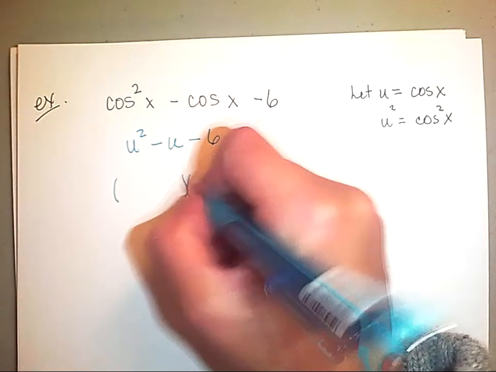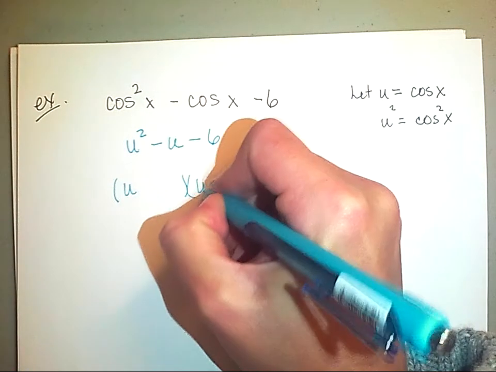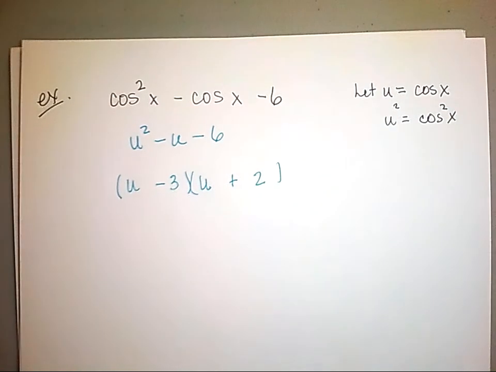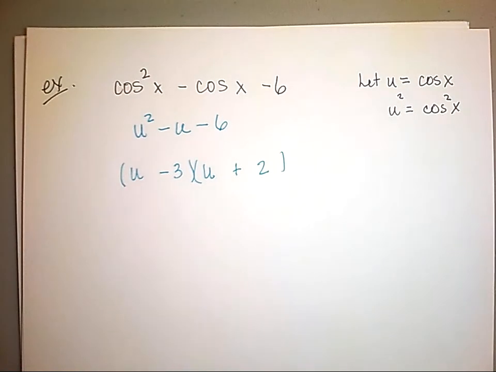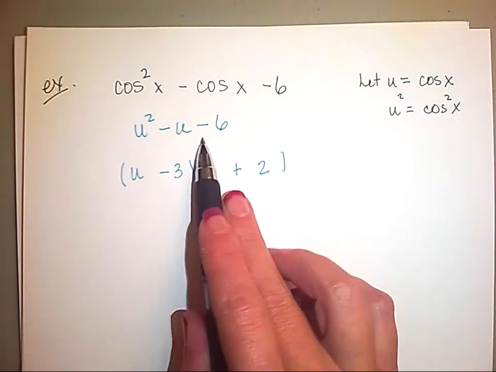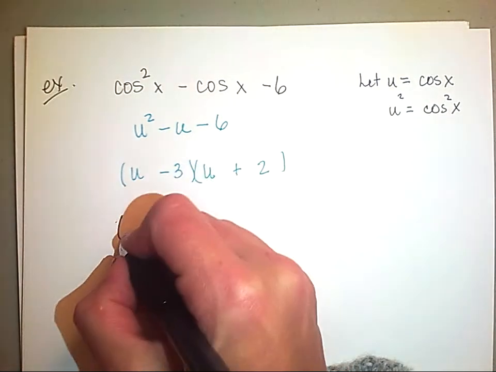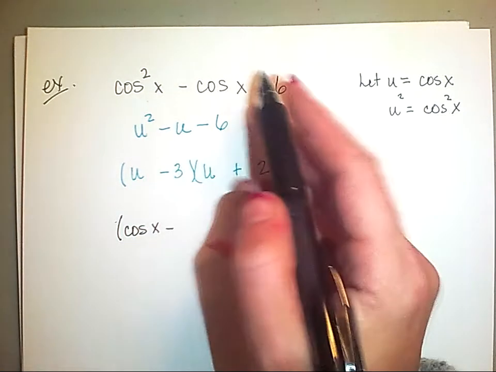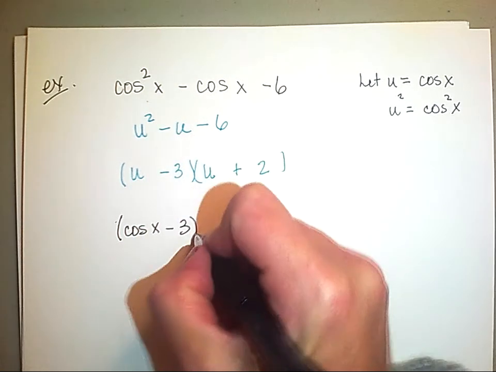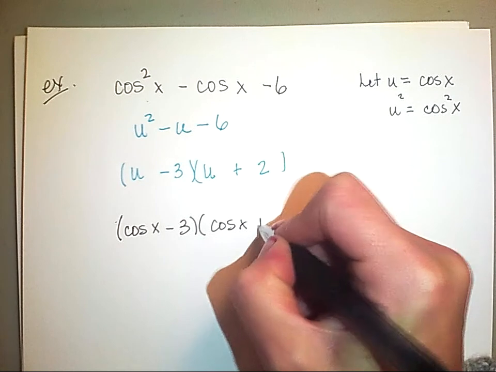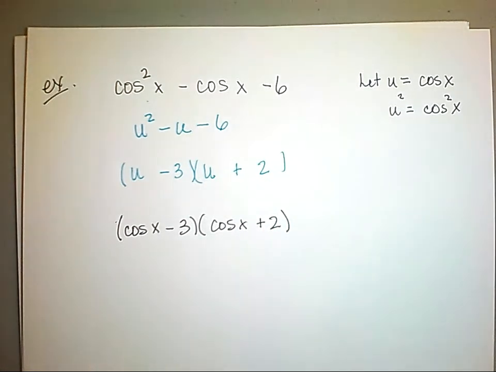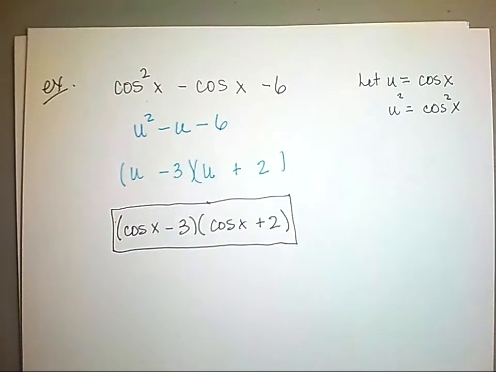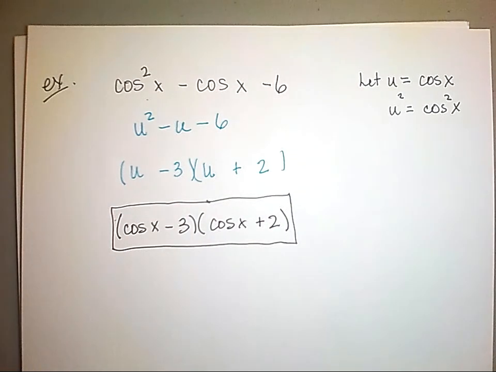So this will factor into u minus 3 times u plus 2. That's how the u's factor, and then we can just put what u is back in. U is the cosine of x, so we could factor the original into the cosine of x minus 3 and the cosine of x plus 2. So we can factor just as we would with variables.